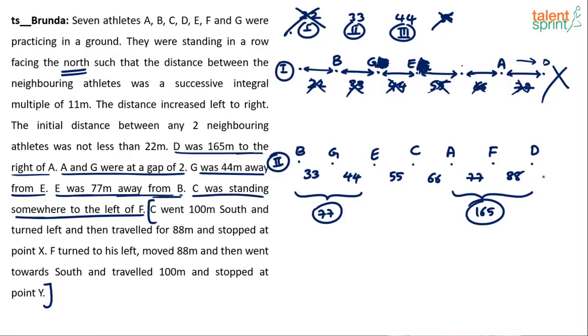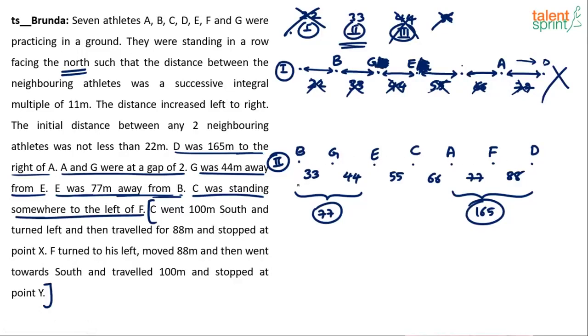Assume that if this had failed somewhere, then we would go for the third case, 44. But that's not required because I've got the answer, right? With 33, I've got the answer. So the final arrangement is B, G, E, C, A, F, D.